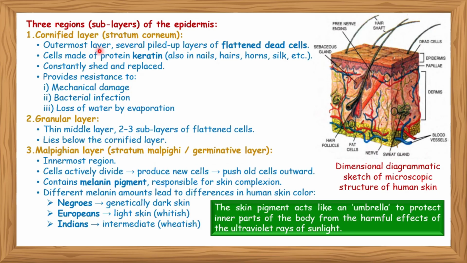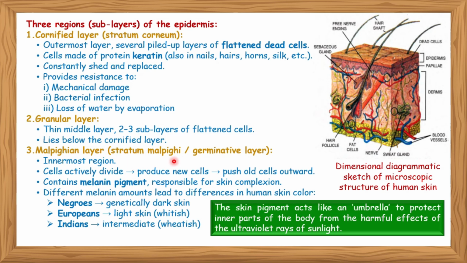Cornified layer, it is the outermost layer, several piled up layers of flattened dead cells, made up of the protein keratin. They are found also in nails, hairs, horns, silk, etc. They are constantly shed and replaced. They provide resistance to mechanical damage, bacterial infection and loss of water by evaporation. Granular layer, it is a thin middle layer, 2 to 3 sublayers made up of flattened cells. This granular layer lies below the cornified layer.